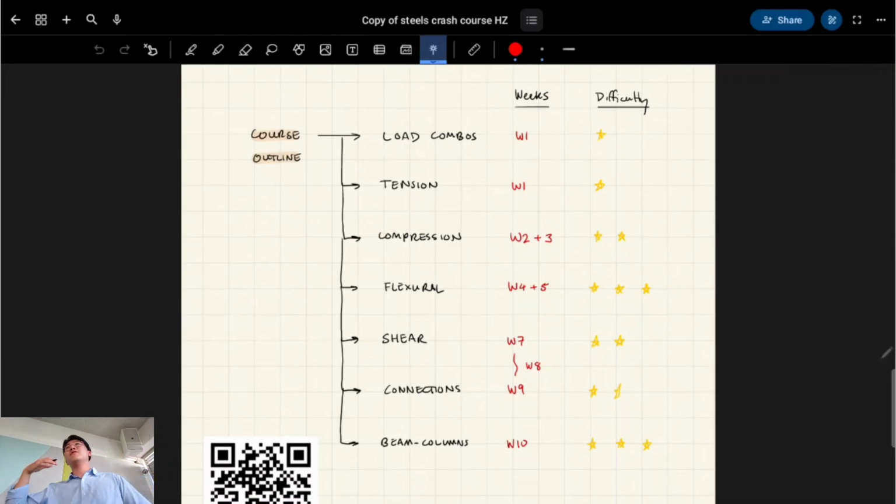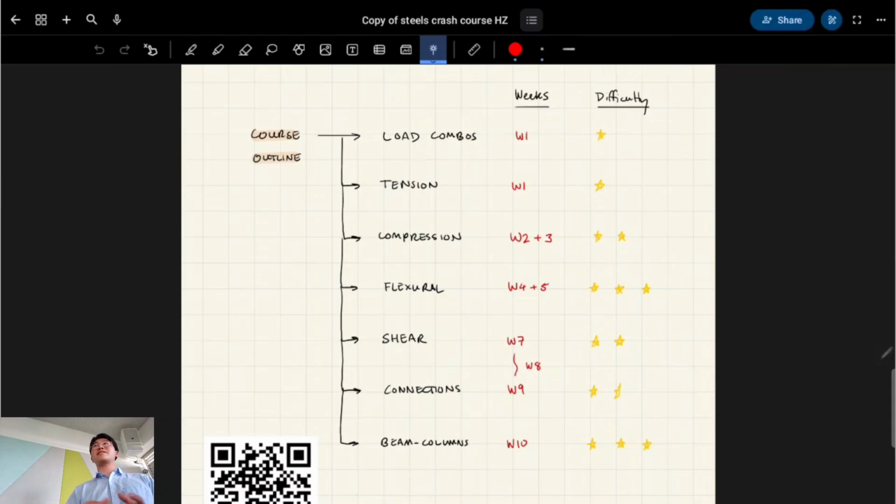And then the second half of the first week is tension, right? We'll cover this a bit more, but I'll just run you through the different weeks first. So compression, flexural, which is another way of saying bending moment. Bending moment design for steel. Shear design, so these words you might have remembered from earlier in your course, engineering mechanics and solid mechanics. Connections, that's kind of a new term, but it's basically how two steel members are connected together or connected to the ground.